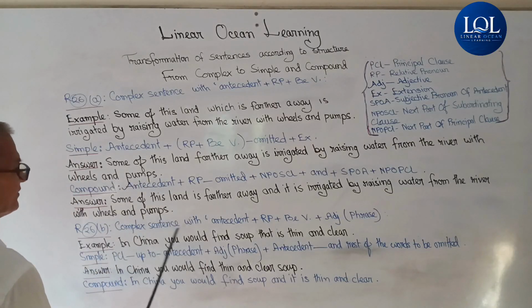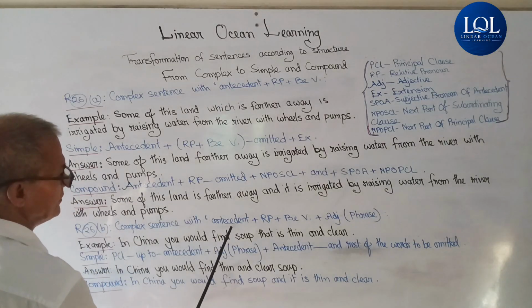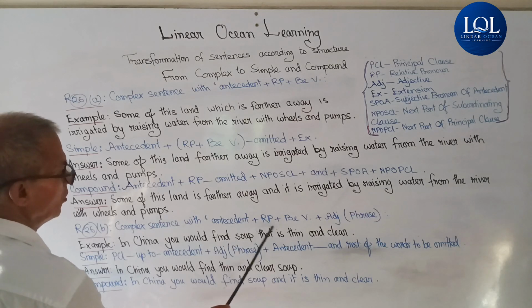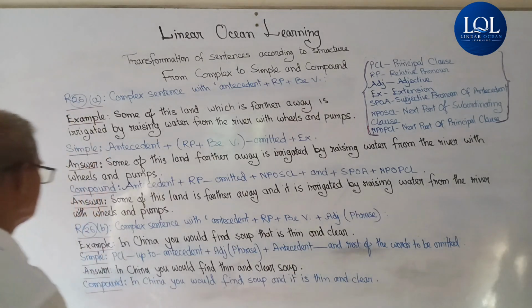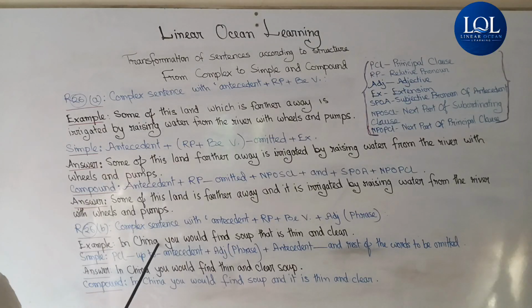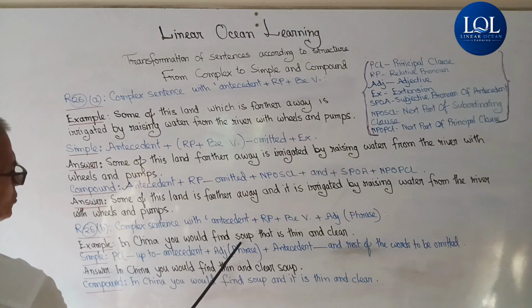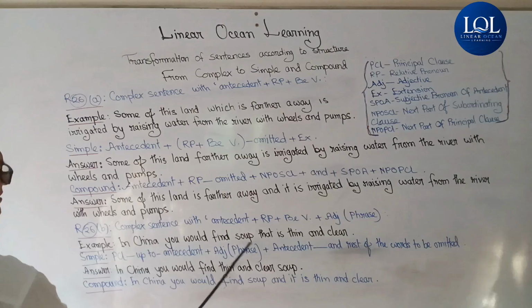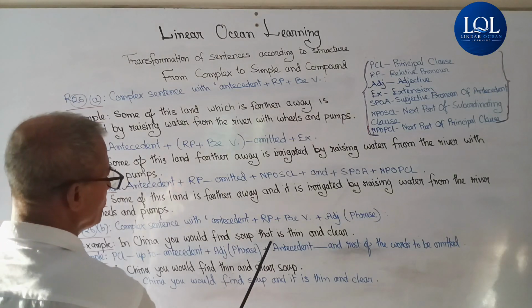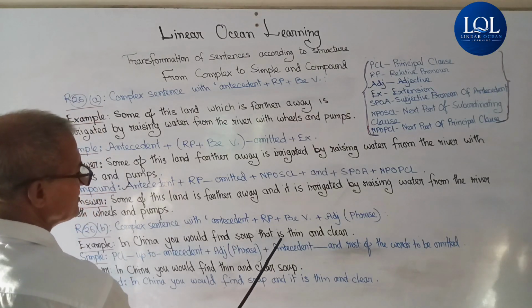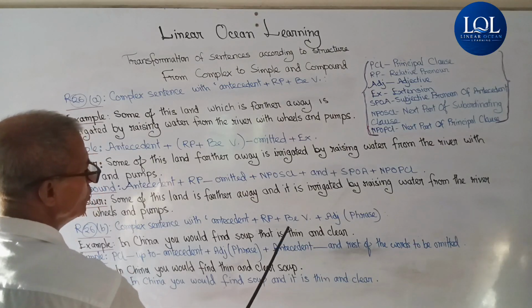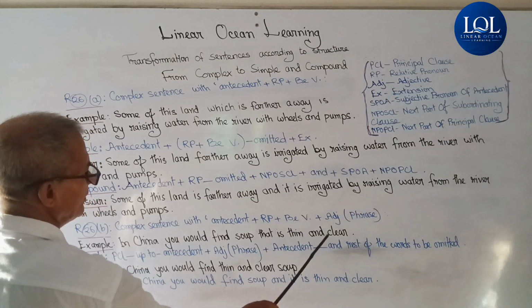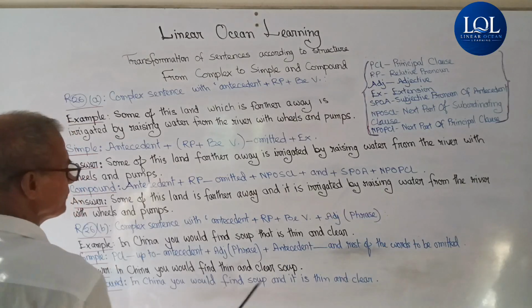Now rule 26B: complex sentence with antecedent plus relative pronoun plus BV plus adjective or adjective phrase. Example: in China you would find soup that is thin and clear. Soup is the antecedent here, and that is the relative pronoun. Is is the be verb here. Thin and clear, two adjectives connected by and, is the adjective phrase here.